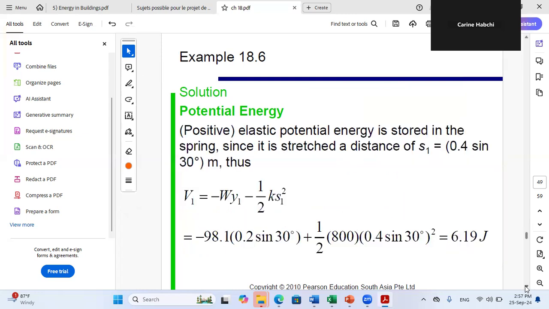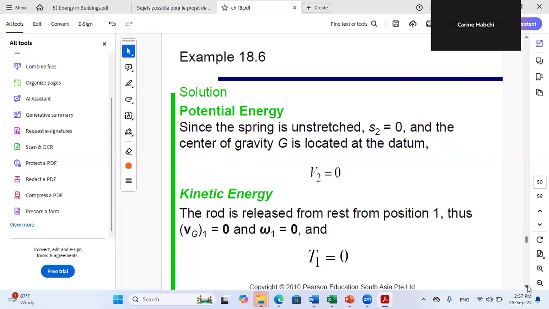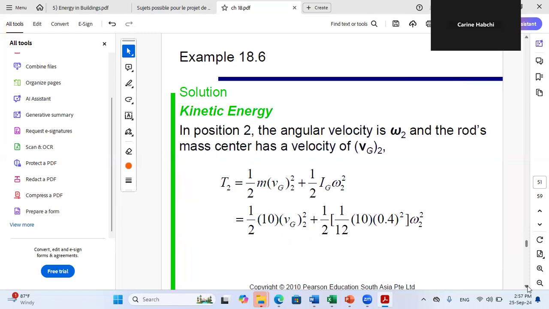So now we can talk about the work of the weight and the work of the spring, or we can talk about the summation of gravitational and elastic potential energy at state 1 and at state 2 to replace in the principle of work and energy. You find the IC and you say it's half inertia about the IC omega square, or you apply the general rule. But even then, how do you get VG? You need to find the IC, because VG is omega times the distance between G and IC.